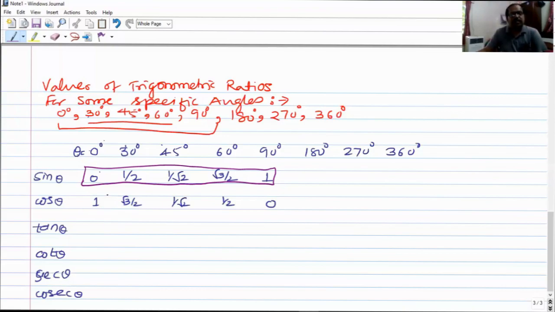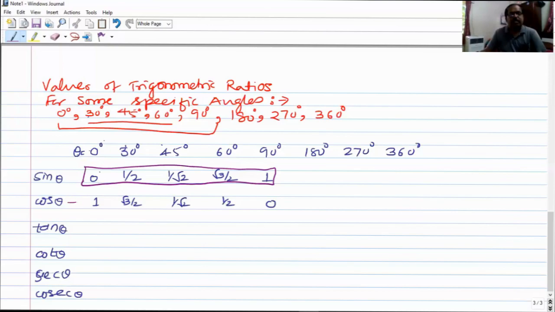So what is the relation here? In the first line we have these non-zero values: half, 1 by root 2, root 3 by 2 and 1, taken in order as the angle 0, 30, 45, 60 and 90. Sine 0 is 0, means the value of sine starts from 0. Sine 30 is half, then 1 by root 2, then sine 60 is root 3 by 2 and sine 90 is 1.